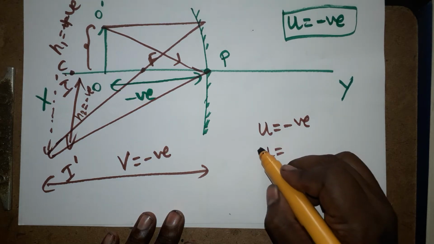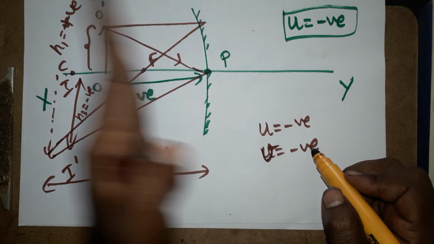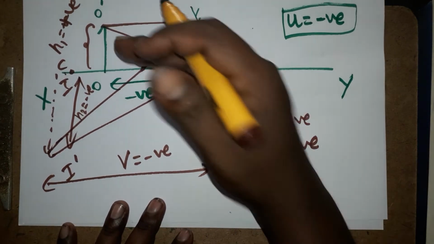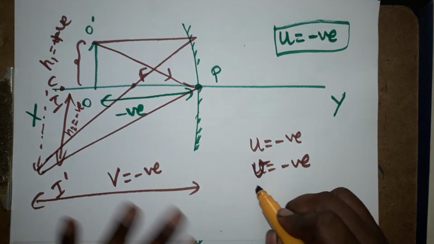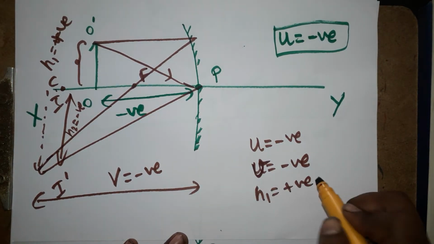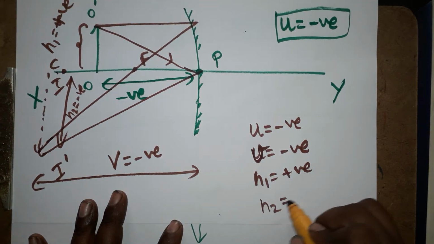Image distance will be V. It's going to be negative here because it is on the left side of the pole center. Object height above the principal axis, this is the height of the object, above the principal axis, it's going to be positive. Image height below the principal axis is going to be negative.